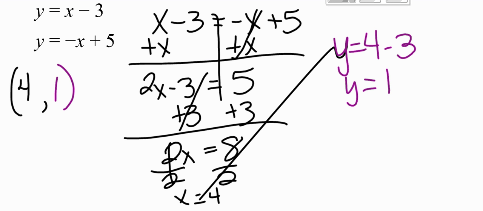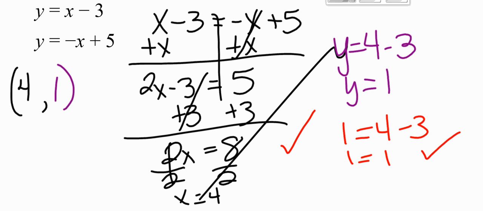To check this, I would plug in my answers. So I'd have 1 equals 4 minus 3, 1 equals 1, that's correct. I would have 1 equals negative 4 plus 5, 1 equals 1, that's correct.